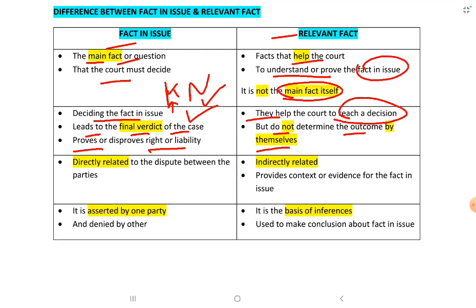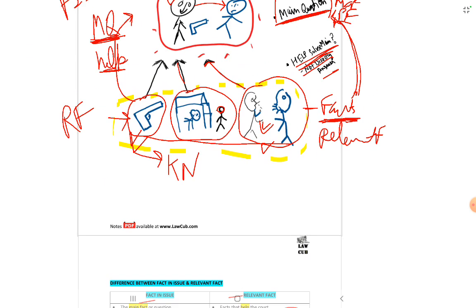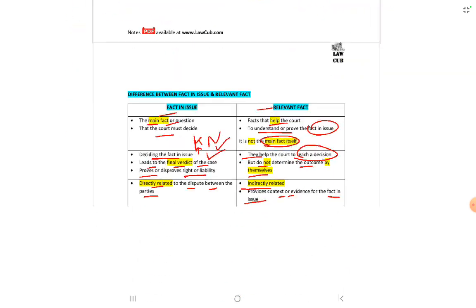Next point, fact in issue is directly related to the dispute between the parties, and relevant facts are indirectly related. They provide context and evidence for the fact in issue. These were all the evidences provided for the main question. Relevant facts are the evidences that are provided to understand the main question.